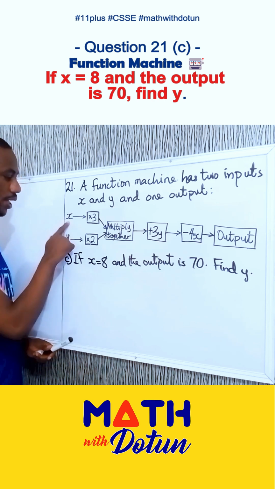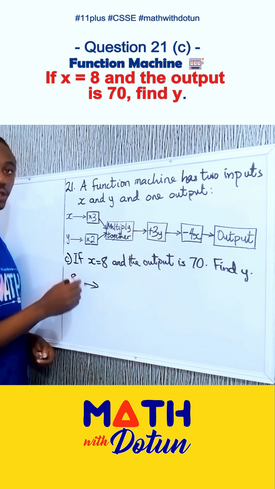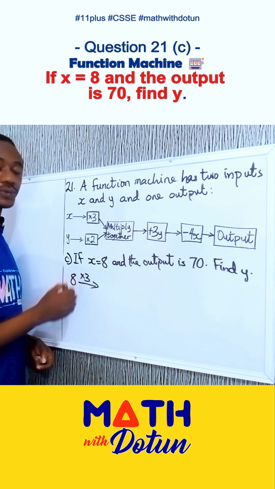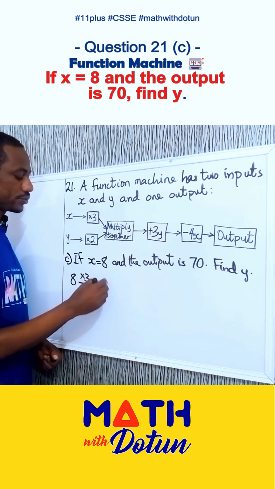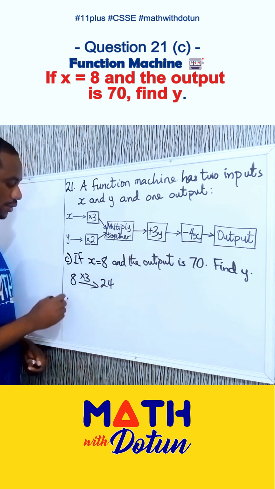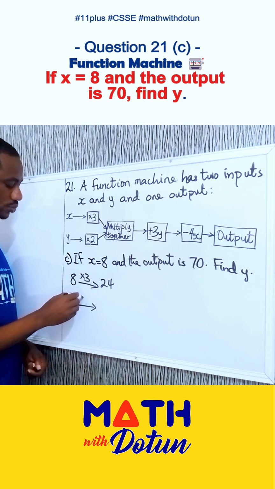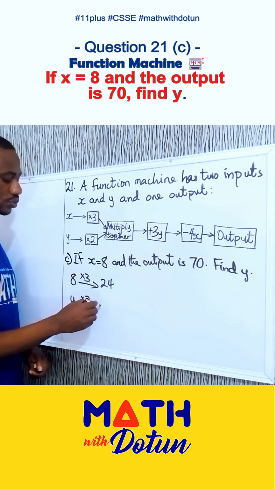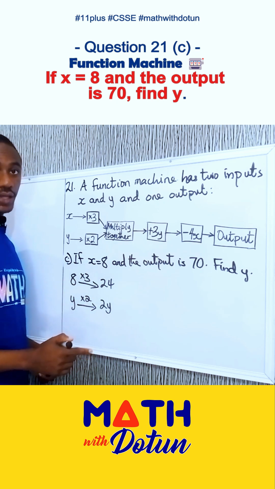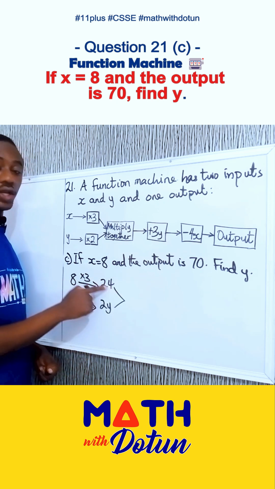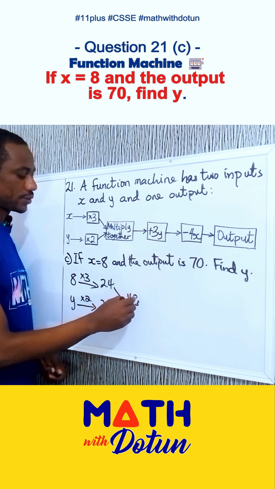As simple as that. So x is 8, so we start with that. The first thing we do is to multiply that by 3, right? So 8 times 3 is 24. And then next we have a y. We have to multiply y by 2, so we do y times 2, which is 2y. Next, multiply together. So 24 times 2y, that will be 48y, isn't it?